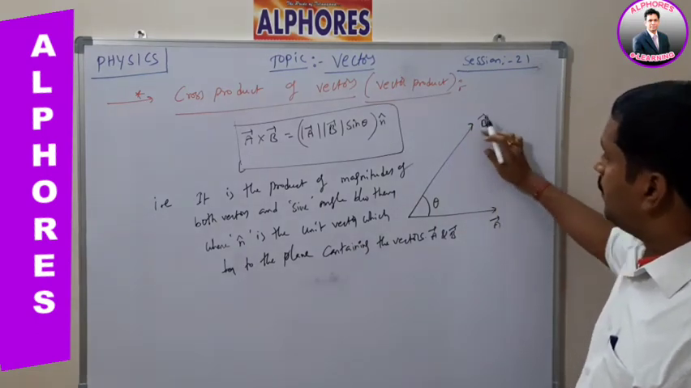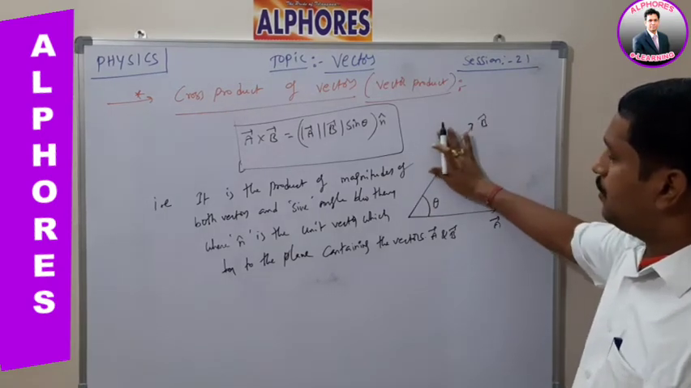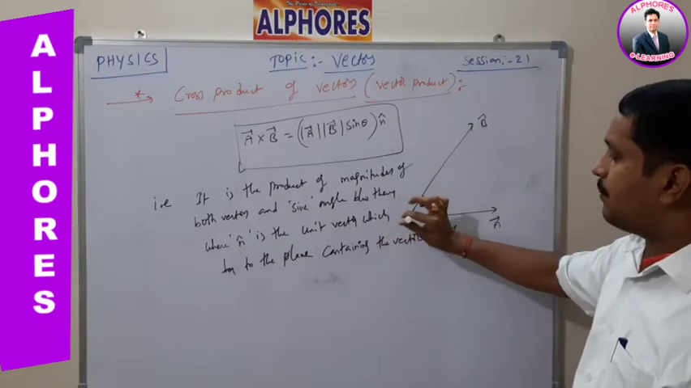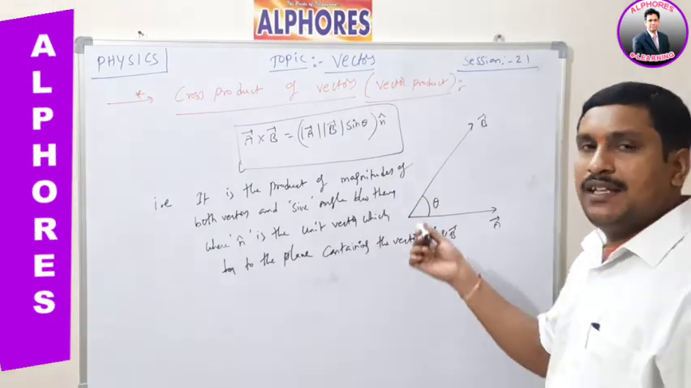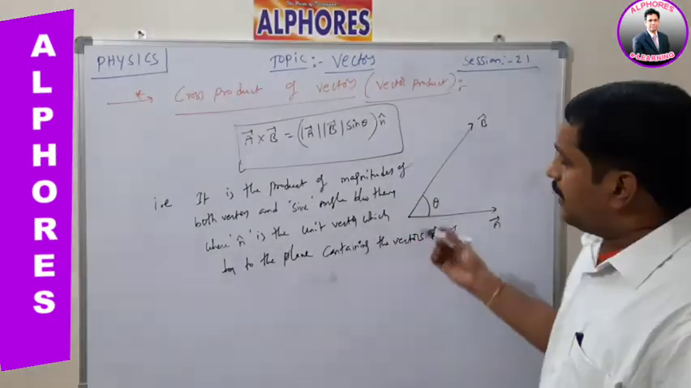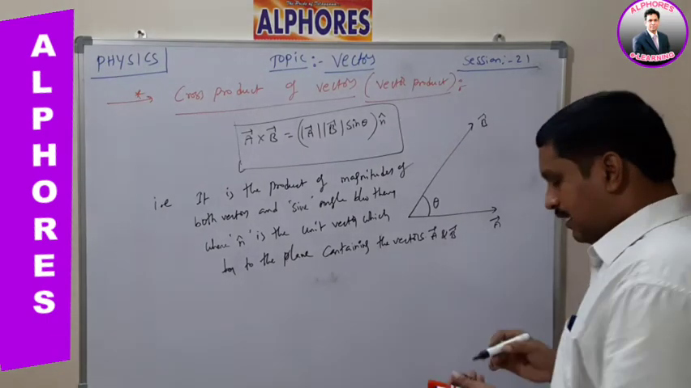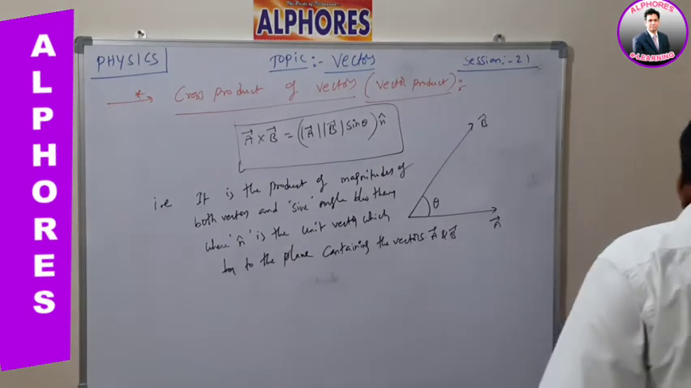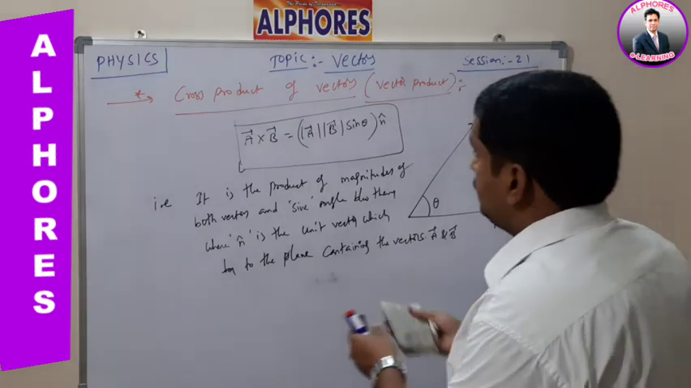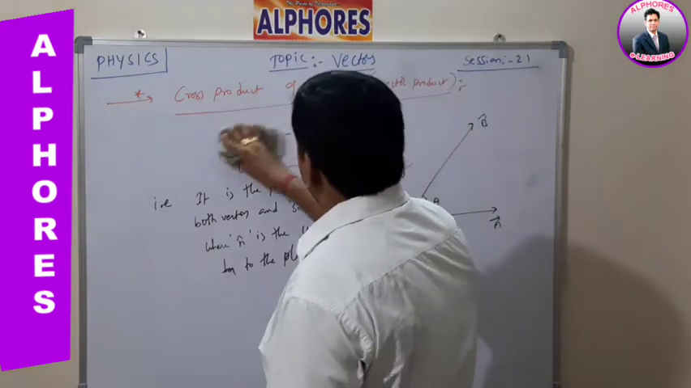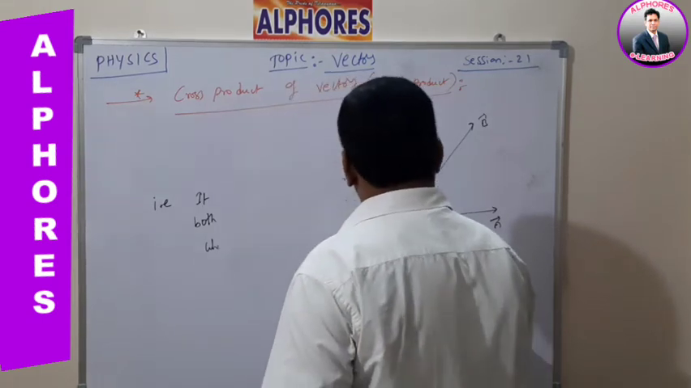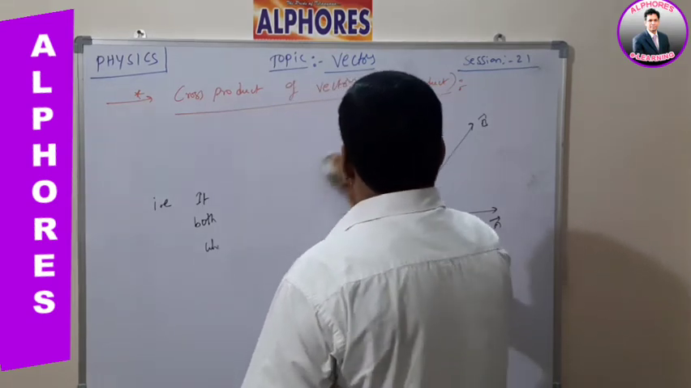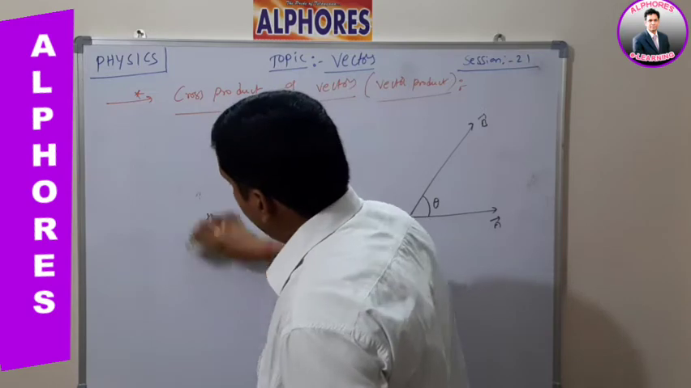Suppose A bar and B bar are confined to the plane of this board. What is the direction of n cap? It is perpendicular to the plane containing A bar and B bar, like this. This is outside the board or sometimes inside the board only. That can be discussed by using certain rules. Listen carefully, all of you. Now how to define this direction of n cap?